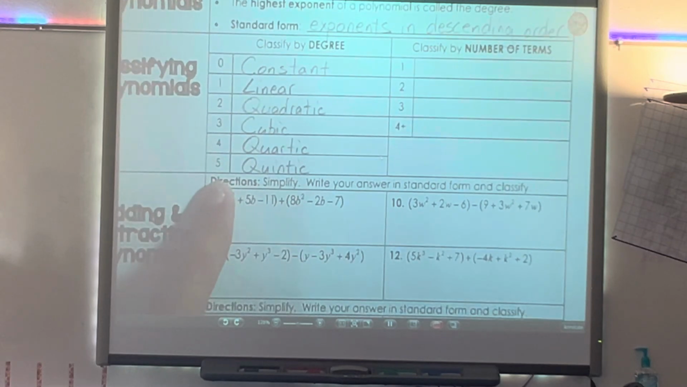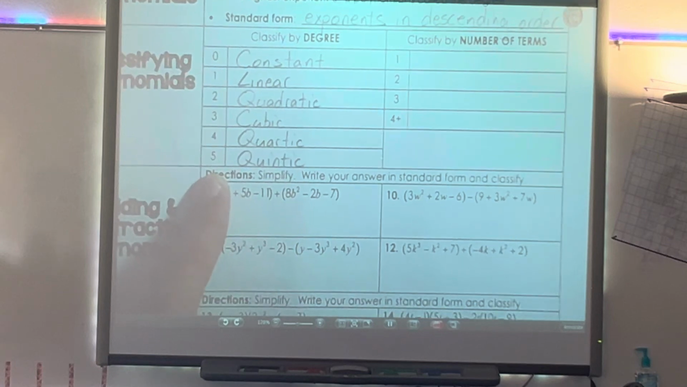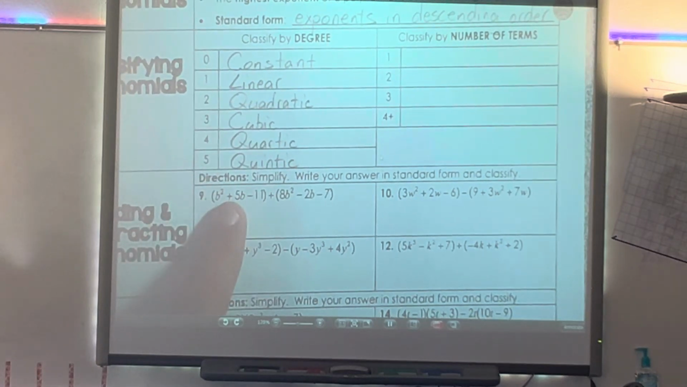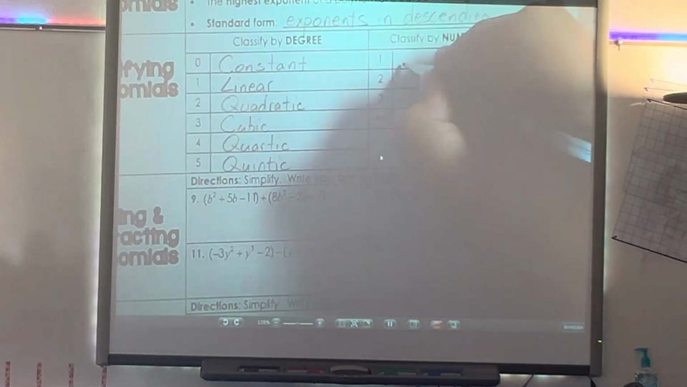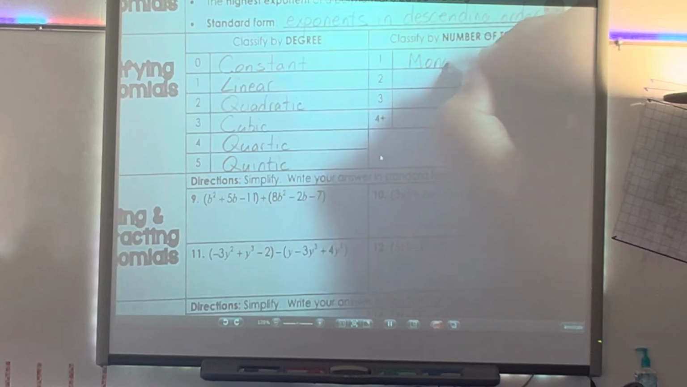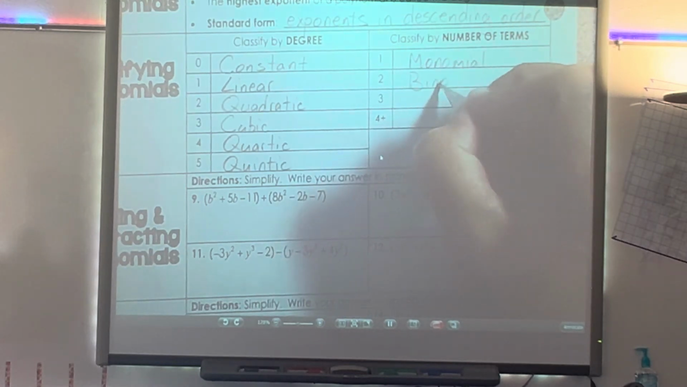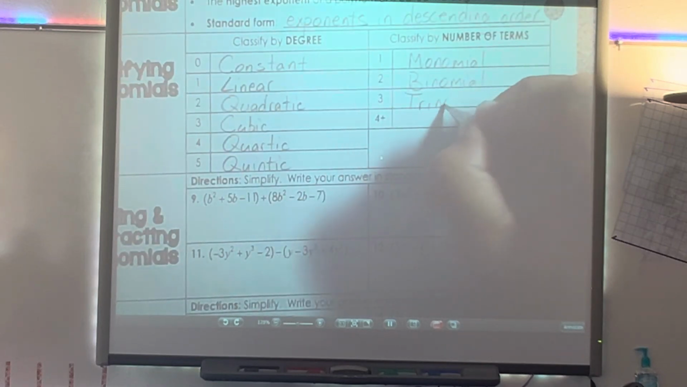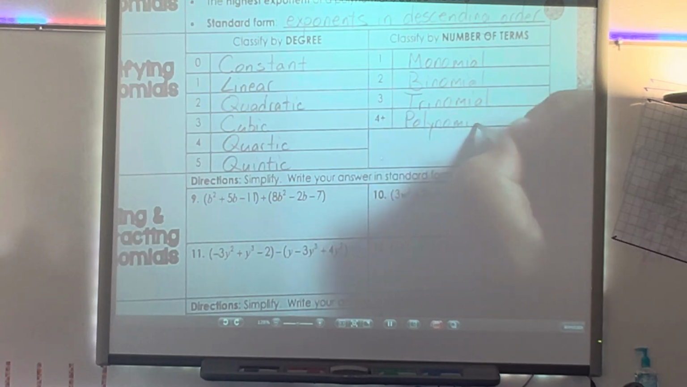We didn't really do x to the fourth, x to the fifth very much last year, but briefly I think we did x to the fourth. Yes, I think. Okay. All right, and then by number of terms, if it has a single term, it would be a monomial. 2 terms would be binomial. 3 terms would be trinomial. And anything that is more than that is polynomial. They don't need special names.